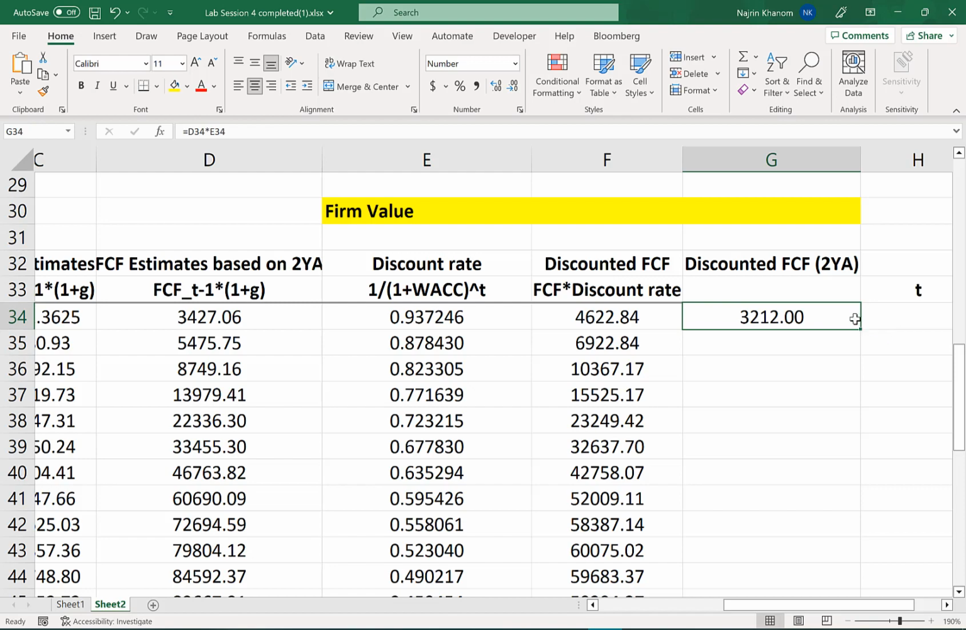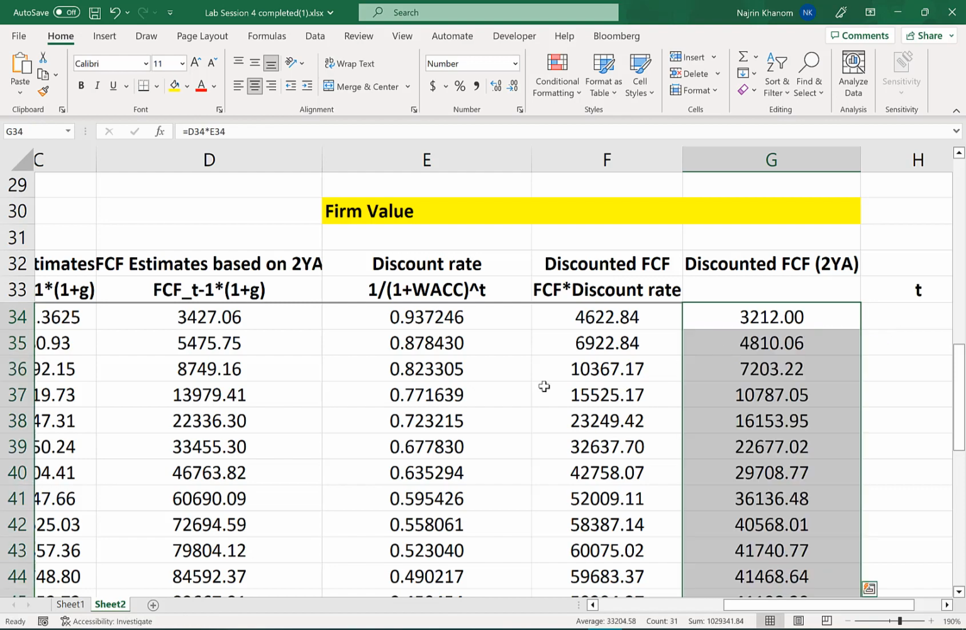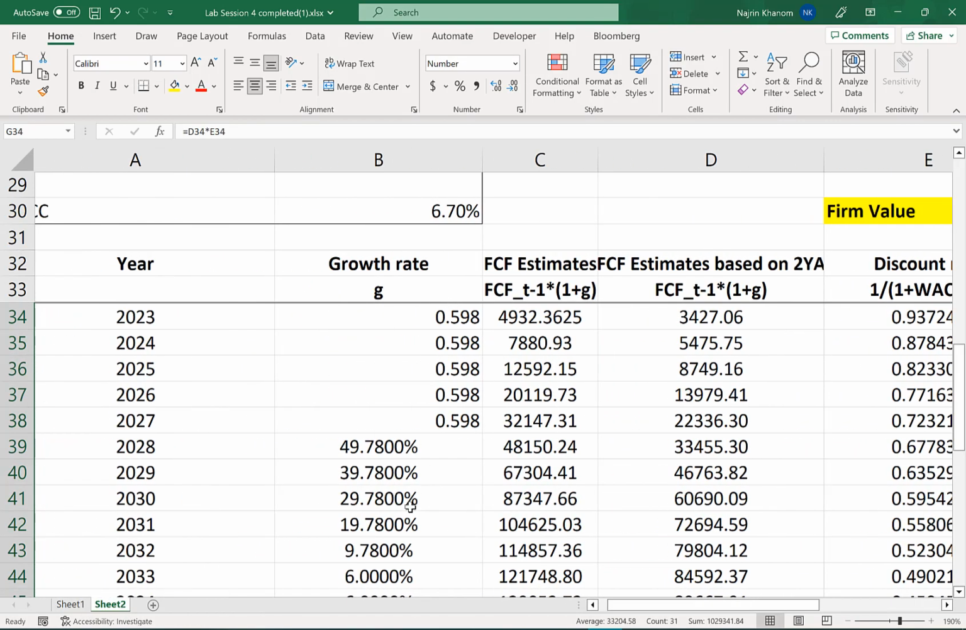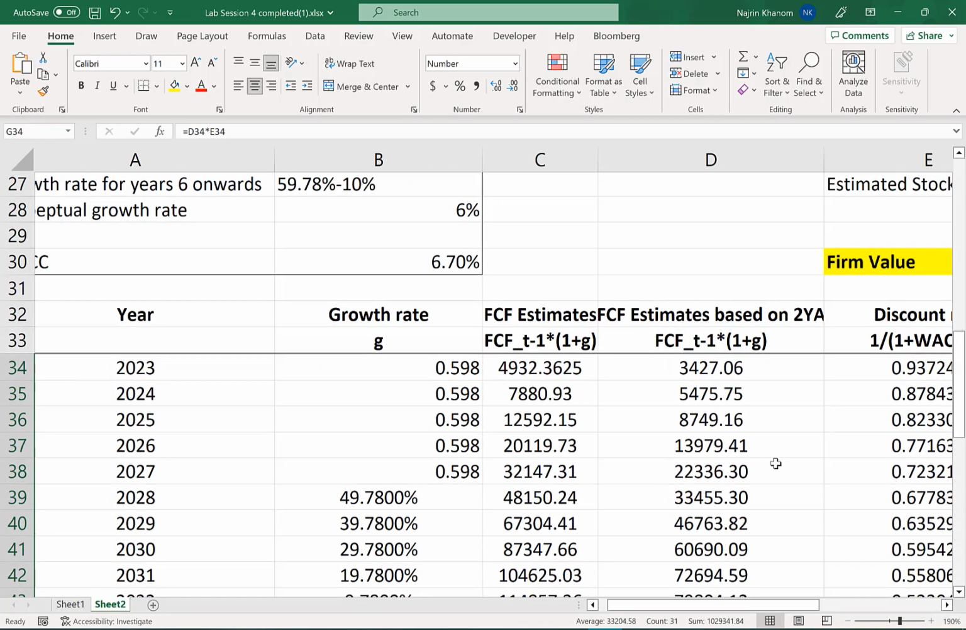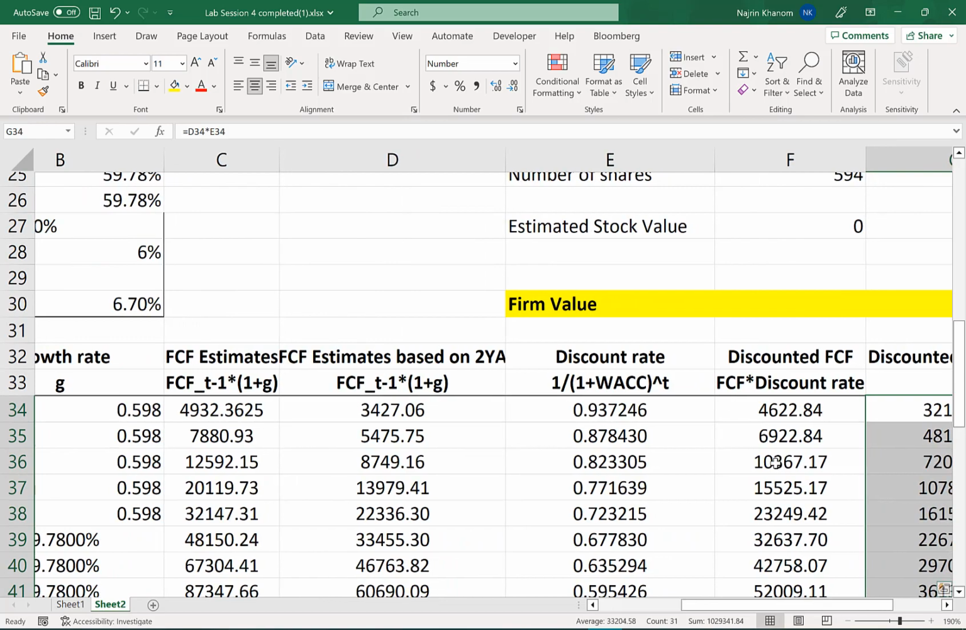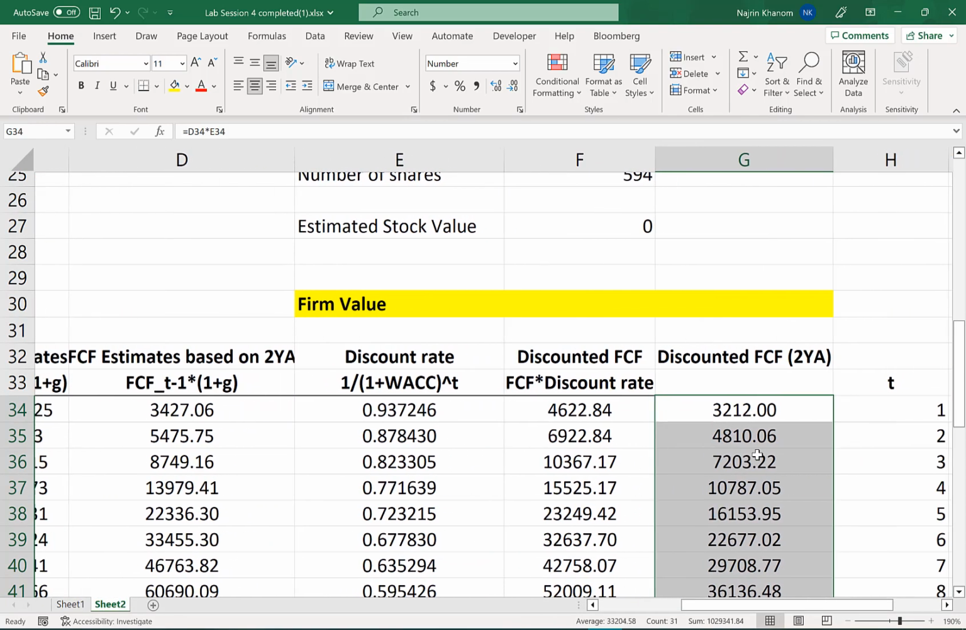I can tell that the numbers are quite inflated, and this is partly because of the very large growth rates that we have assumed for Southwest. So let's see what we get under these assumptions, and then we can make alterations to see the sensitivity of our estimation.